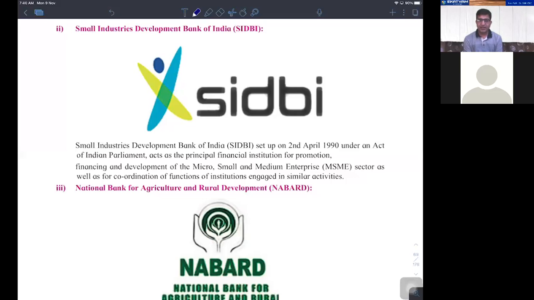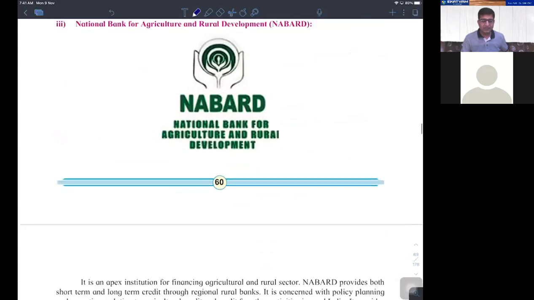The Small Industrial Development Bank of India, set up on 2nd April 1990 under an Act of Indian Parliament, acts as a principal financial institution for promotion, financing and development of MSME, as well as for coordination of functions of institutions engaged in similar activities. अब suppose MSME हर जगह खुद फंडिंग नहीं करती है, they are the bankers to the bank. सिडबी एक स्कीम लॉन्च करती है और उस स्कीम के अंतर्गत कमर्शियल बैंक्स को फंडिंग करती है, and commercial banks provide the funding under the scheme of SIDBI and get the reverse funding from SIDBI. That's how the funding is done for MSME. हर माइक्रो स्मॉल मीडियम एंटरप्राइज वाले बंदे को सिडबी के पास डायरेक्टली जाने की आवश्यकता नहीं होती है. We had discussed this in detail when it was in 11th standard, small scale sector.